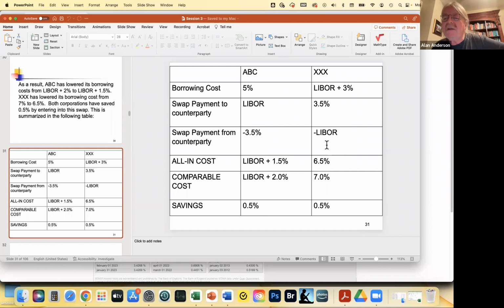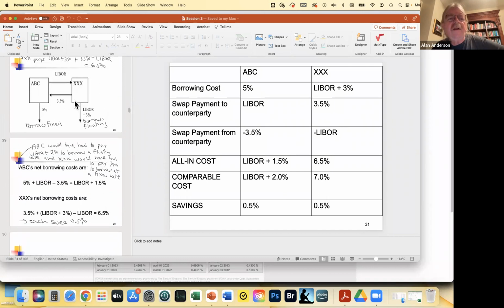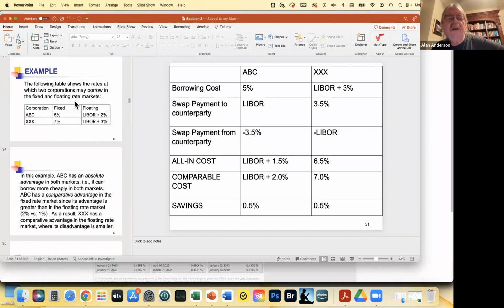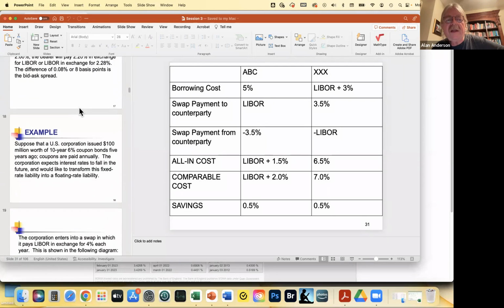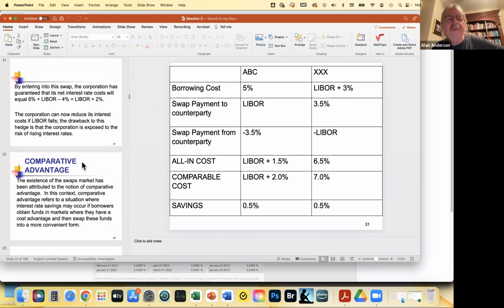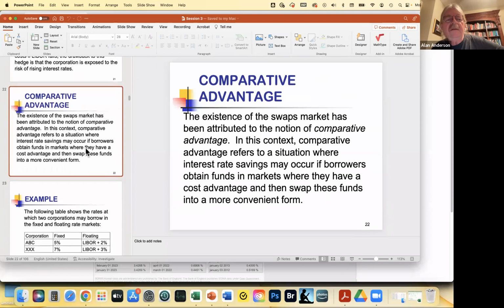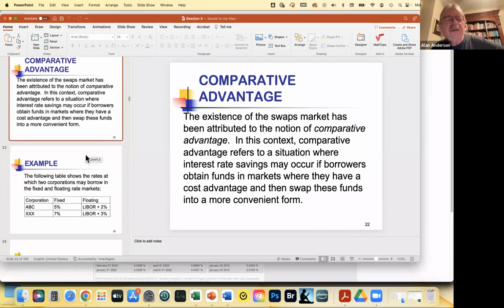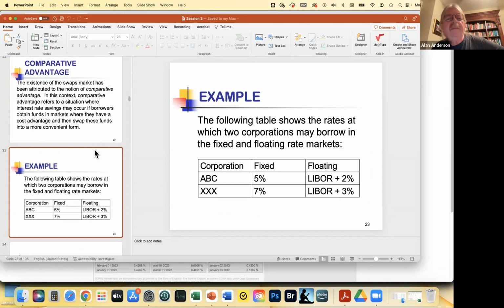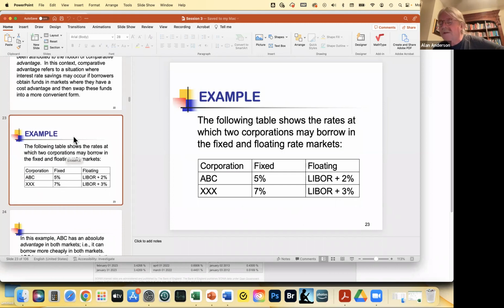What if it's $100 million? 0.5%, as we saw, is a huge amount of money. And it's just because they got together and agreed to do this. And this is called comparative advantage. They're taking advantage of each other's market in which they have a comparative advantage. Now, in Hull's book, he makes the point, though, that theoretically, in an efficient market, this shouldn't actually work. But you never know. Markets aren't always perfectly efficient. So you could get these opportunities to save by entering into one of these swaps and borrowing in each other's markets in which they have a comparative advantage.